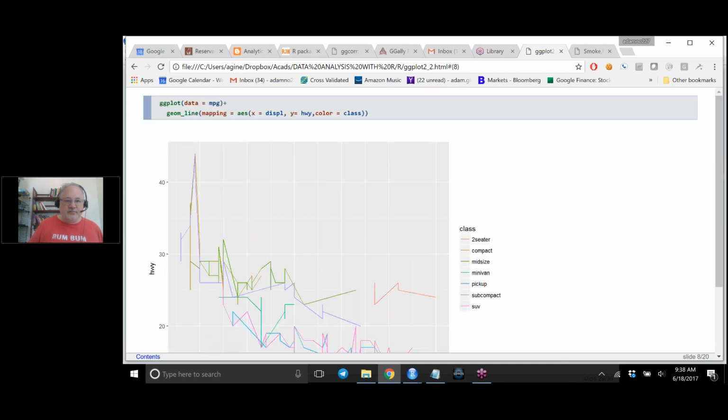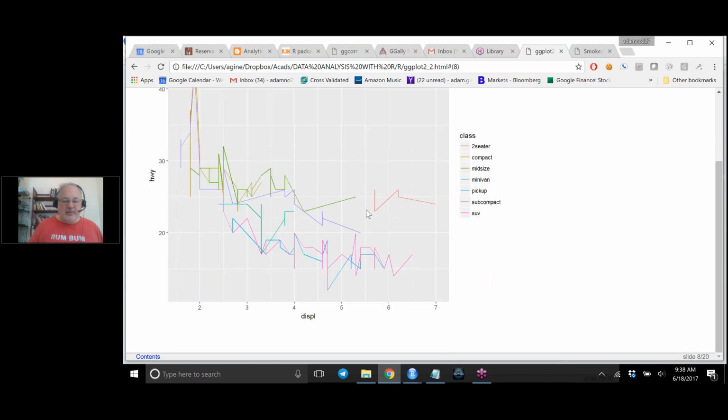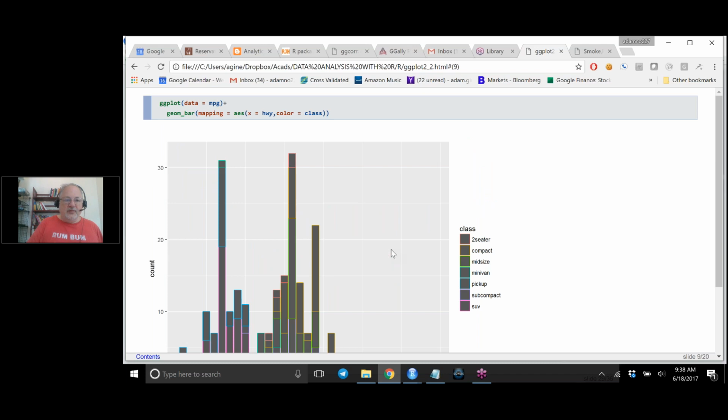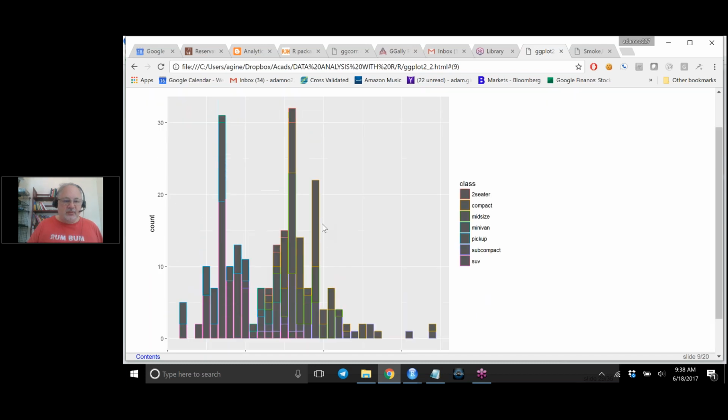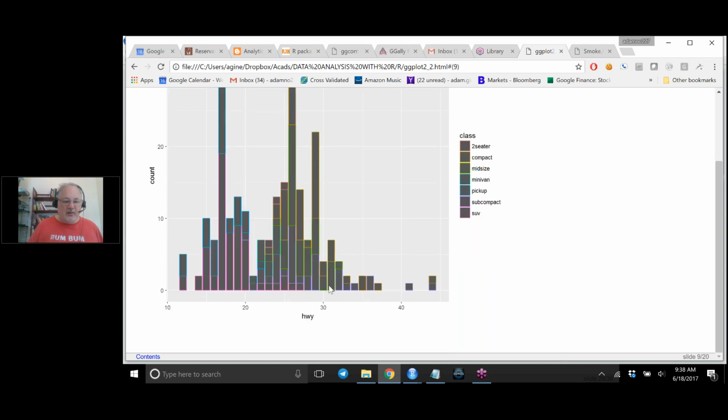And here's another chart. I just did the same thing as a line chart. And here you can see, again, that the SUV, what's going on, is very different from all the other ones. And if you want a bar chart, use geom bar. And here I've given color equals class, and here it's giving you a count of how many cars are in different highway classes. And we can see that in general, things are like that. But this is a little hard to read.